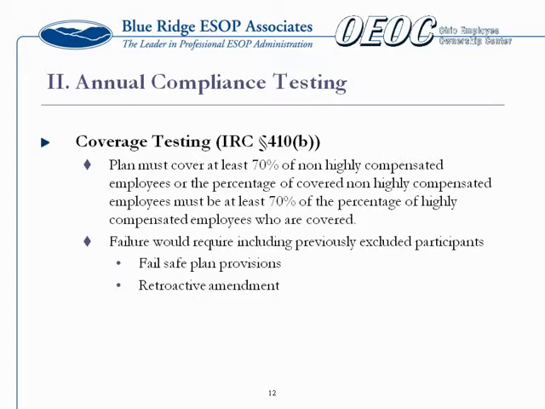So your ESOP must cover at least 70% of the non-highly compensated employees, or the percentage of covered non-highly compensated must be at least 70% of the percentage of highly compensated who are covered. So really, if you fail this test, that's where you can bring some additional people. We'll help work with you to bring some additional people into the plan to pass this particular test.